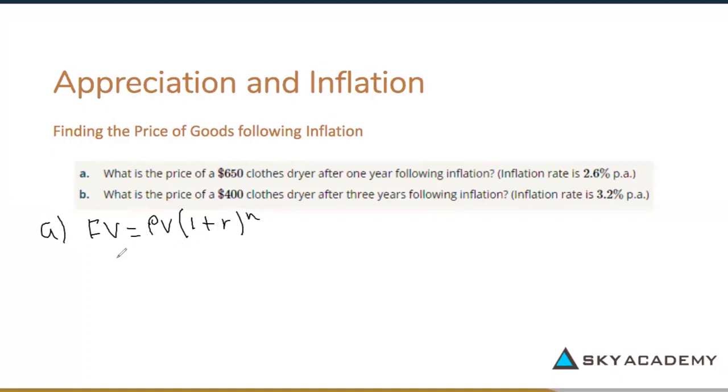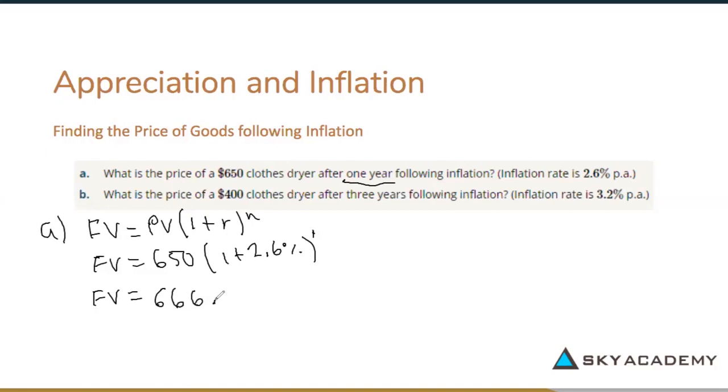PV equals 600, 1 plus the rate, which is 2.6%, and after 1 year, so N is going to equal 1. So our future value on the clothes dryer is going to be $666.90. Now we can do question B.